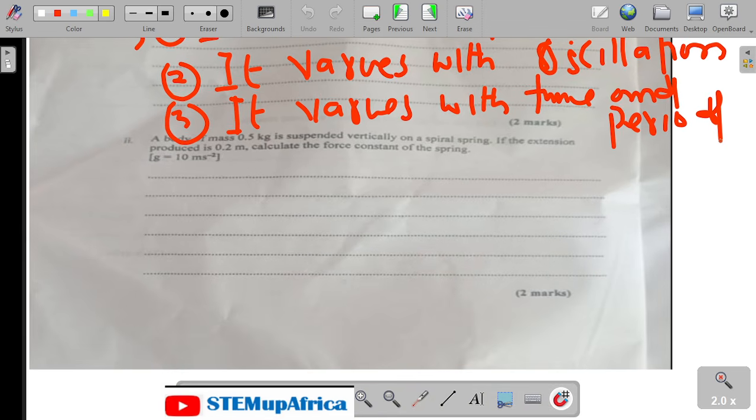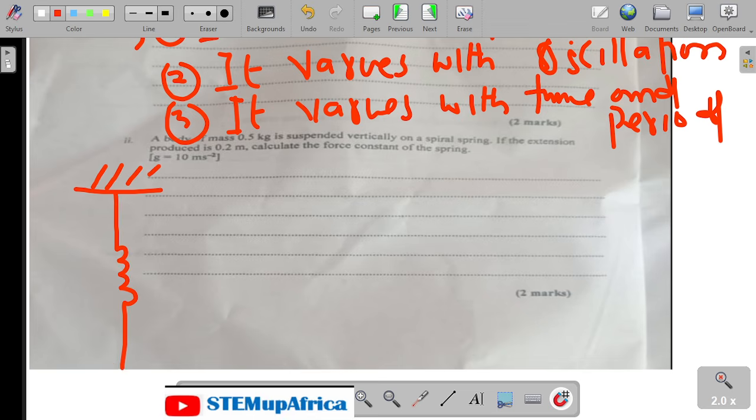1B Roman figure 2, which is the last question for question 1. So what we have here is under Hooke's law. Say a body of mass 5 kilograms suspended vertically on a spiral spring. They didn't ask us to draw the diagram, but if you want to tell the examiner you know what you are doing, you can just sketch the diagram.